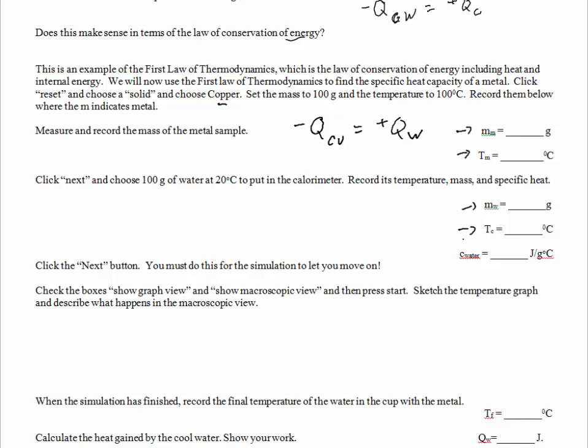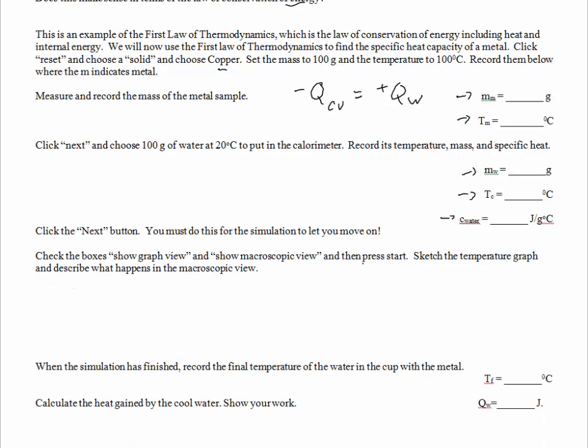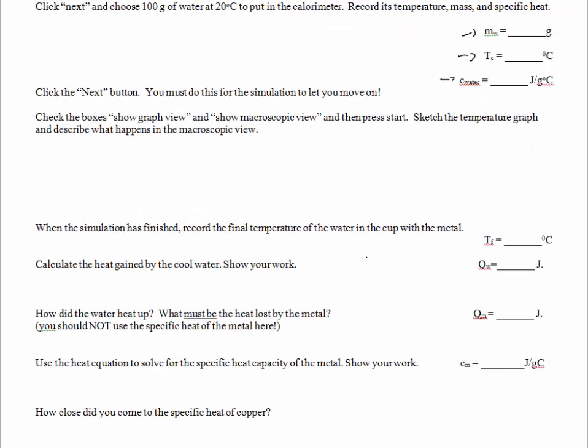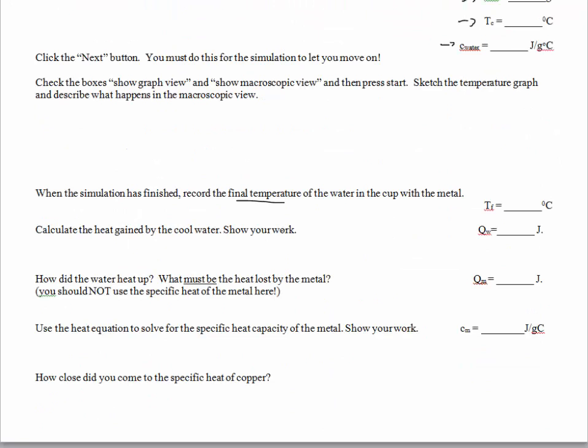I'm going to get some water, and I do want you to record the specific heat of water. I do not want you to record the specific heat of the metal because we're going to try to get that. Then we're going to record the final temperature, and now figure out the heat that was gained by the cold water. That's going to be equal to the mass of the cold water that you had, the specific heat, be sure that this is of water, and the change in temperature just like you did before.